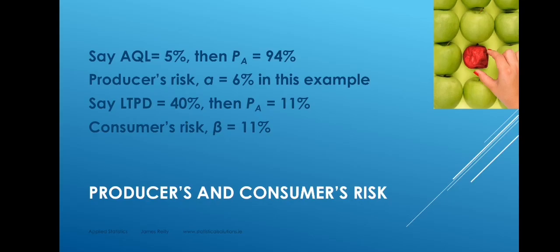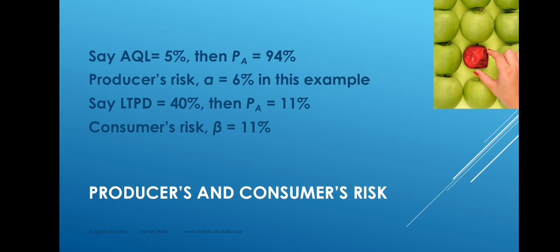So with these values, suppose we have an AQL of 5% and we use the sampling plan that has just been described, n equals 8, accept 1, reject 2. The probability of acceptance of a batch from a process with an AQL of 5%, the probability of acceptance is 94%. 94% of batches that come from a process with 5% defective are accepted. And of course they should be accepted because 5% defective is acceptable.